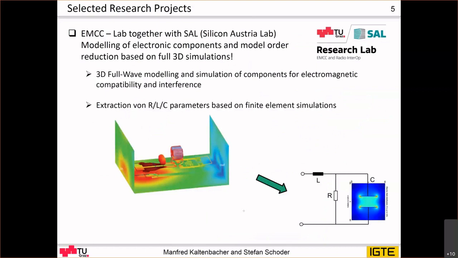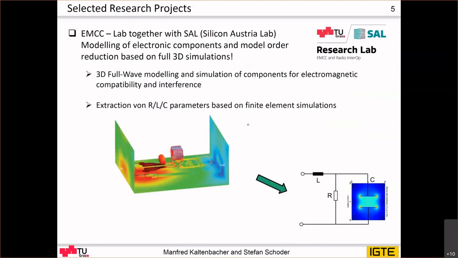Another heavy project we have here, and which has just been funded, is electromagnetic compatibility. It is a special lab together with the colleagues from the Electronics Institute and High Frequency Institute, and it's a cooperation between TU Graz and SAL. SAL means Silicon Austria Labs.